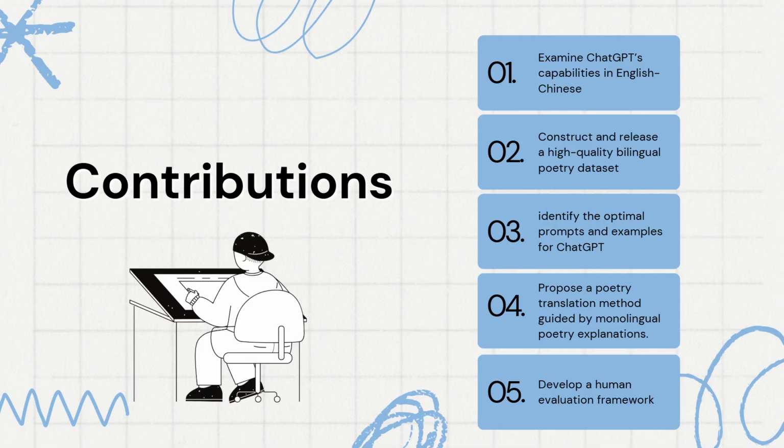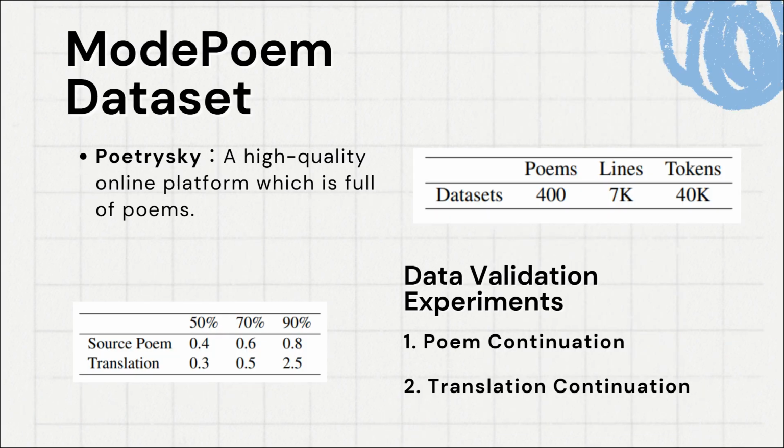The authors examined ChatGPT's ability to handle English to Chinese modern poetry translation, constructed and published a high-quality bilingual poetry dataset, provided the best prompts and examples for ChatGPT, proposed a novel model architecture, and designed an evaluation framework for this process. In terms of pre-processing, the authors first selected data from the online platform Poetryski, manually filtering out poor quality entries. Evaluators for human evaluation were different from the translators involved in the dataset creation to ensure fairness.